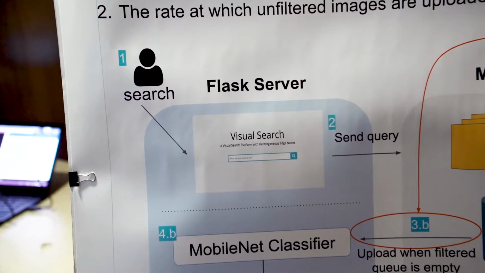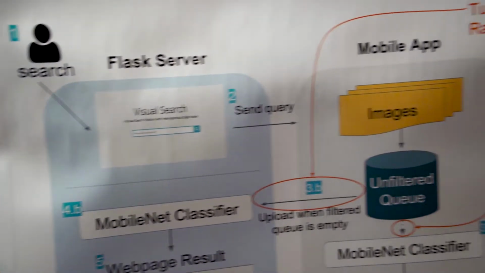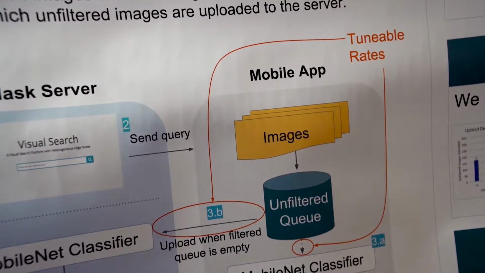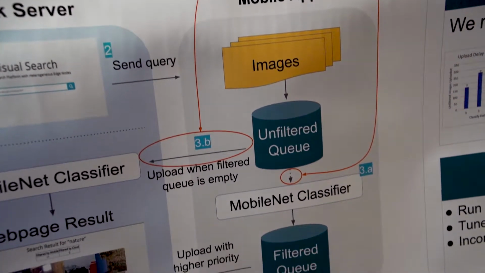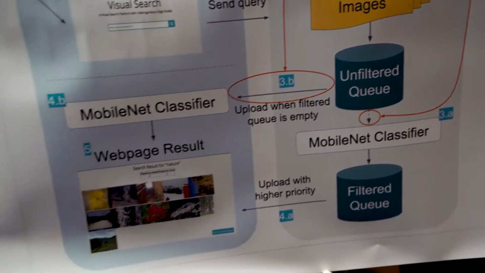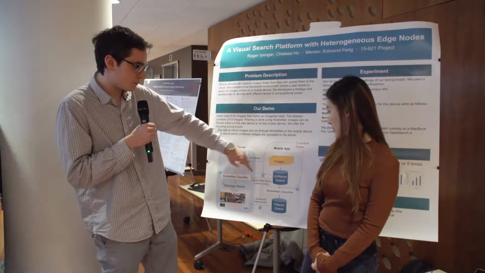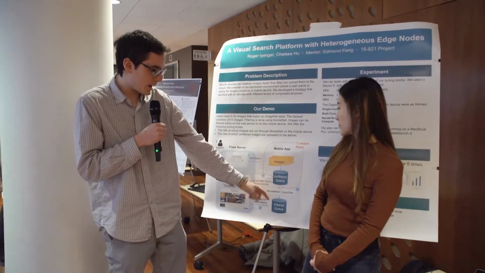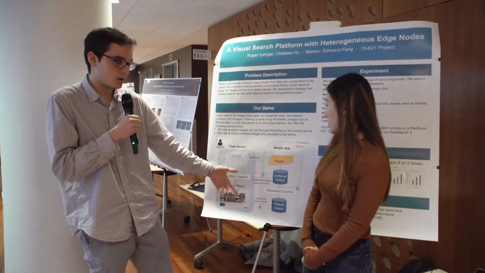And so what we do is the user runs a query, and we have a MobileNet classifier that runs ImageNet, and it's going to get the images that pass the user's query and upload those to the server. Now, in the meantime, while the phone doesn't have any images that have passed the filter, it also is uploading images unfiltered to the server because it always wants to be uploading. And then once it has an image that passes the MobileNet classifier, it then uploads it to the server.